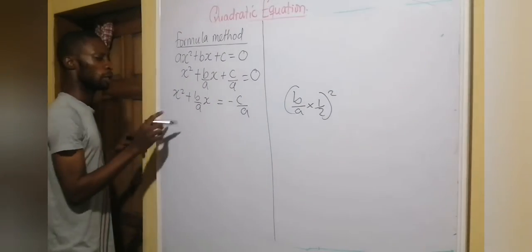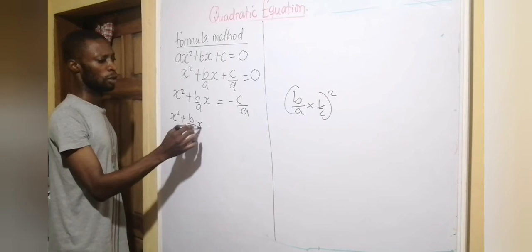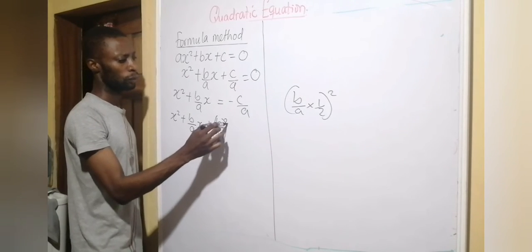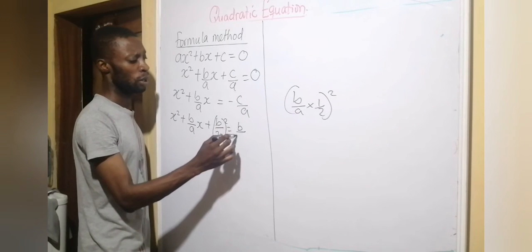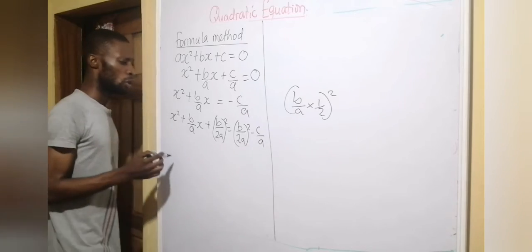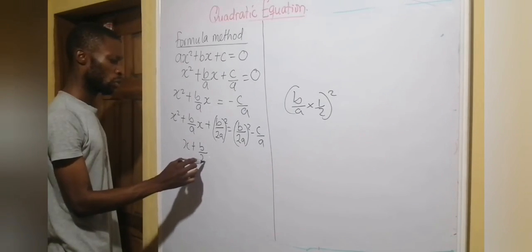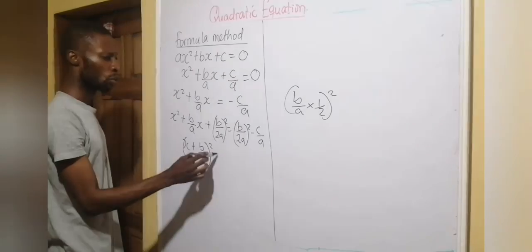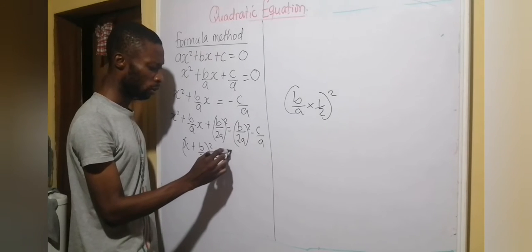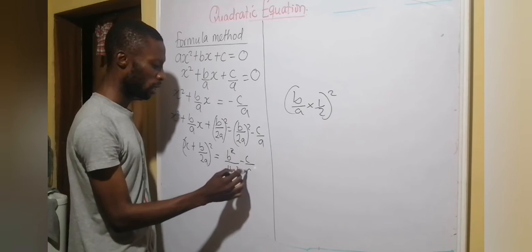So that you have x squared plus b over a x. Then we add it to both sides: b over 2a all squared is equal to b over 2a all squared minus c over a. So we have x plus b over 2a all squared is equal to what? We have b squared over 4a squared minus c over a.